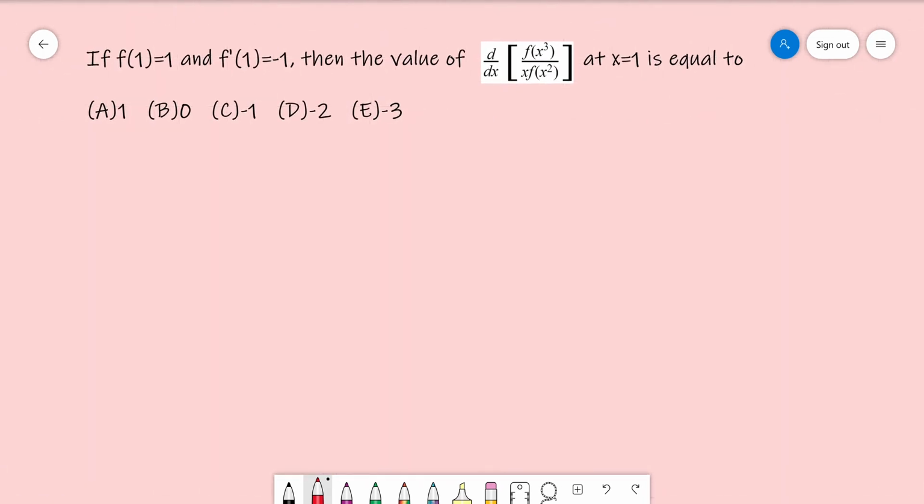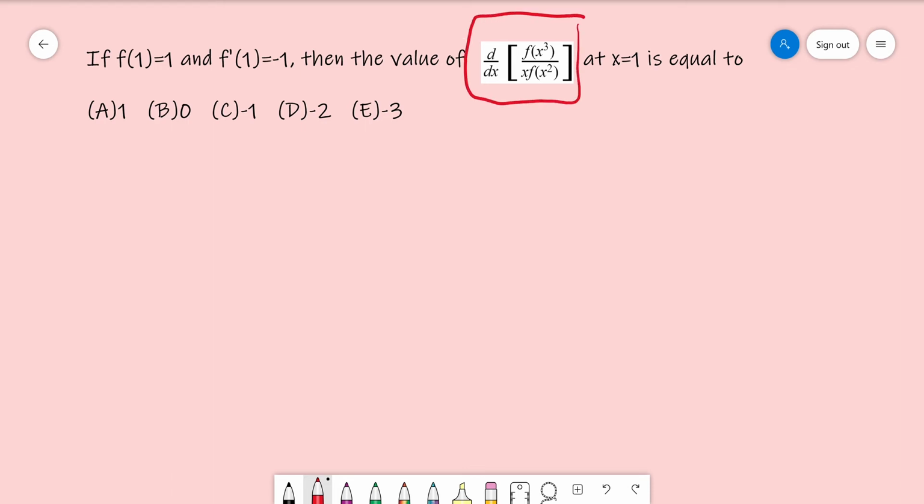So in this question, we're told that there's this function. We don't know exactly what it is, but we know that at 1, the value of the function is 1, and at 1, the value of the derivative of the function, f prime, is negative 1. And then we're asked to find the derivative of this quotient.